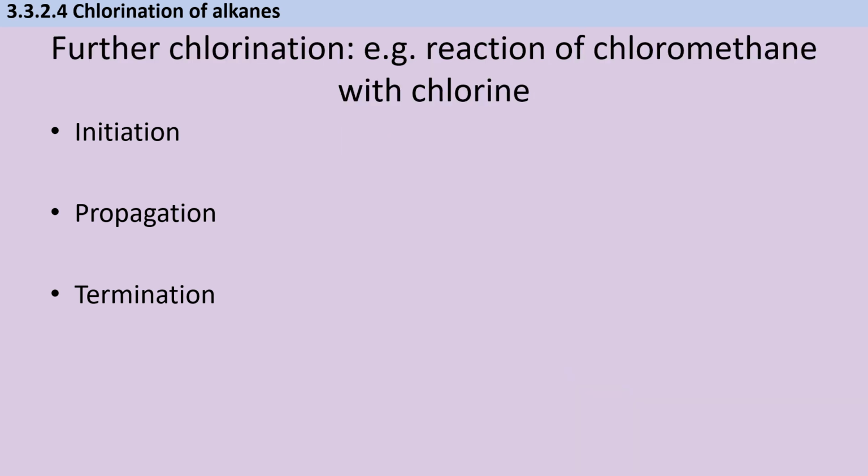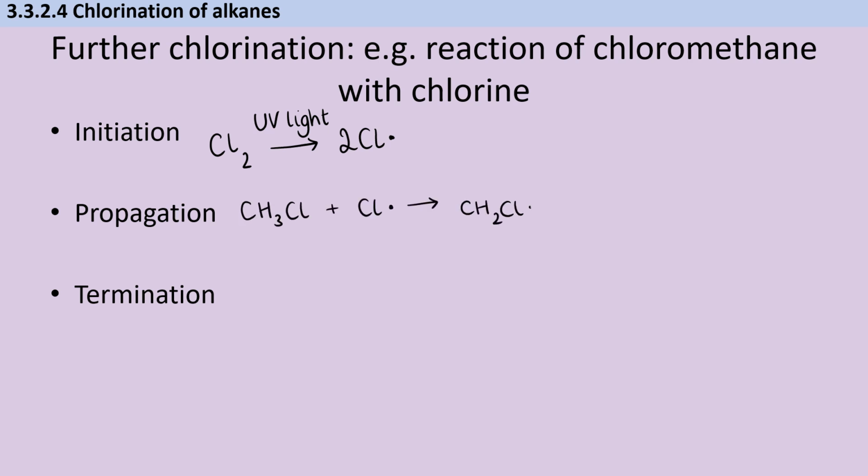I also mentioned that if chlorine is in excess, it's possible for further substitutions to occur. So you could end up with dichloromethane, trichloromethane, or even tetrachloromethane. So again, the initiation process is going to be exactly the same. The UV light is breaking apart the chlorine molecules to make chlorine free radicals. Then in the propagation steps, we can have that chlorine free radical attacking the chloromethane that we just made. And this is going to end up with us making dichloromethane and remaking the chlorine free radical.